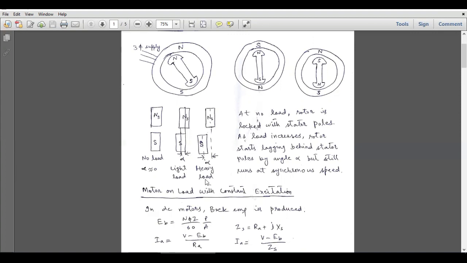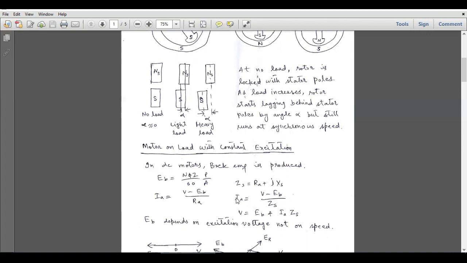or the rotor excitation. So in synchronous motors, ZS is the stator impedance, and it is equal to the resistance of armature winding or armature resistance plus jXS. XS is the stator reactance, and IA is equal to (V minus EB) over ZS. And ZS is equal to the resistance and the reactance of the stator.